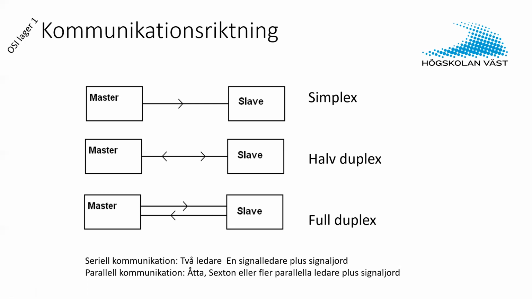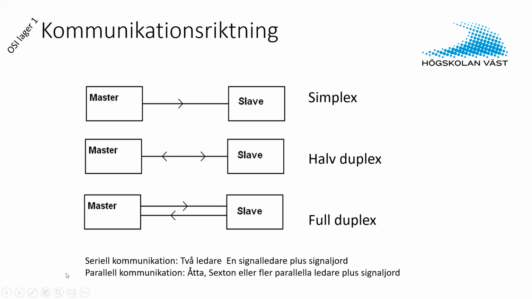You also distinguish between serial and parallel communication. Serial is really sending all the bits in a telegram one at a time, and you have few wires. You have typically only two wires, one signal wire and one ground wire. And if you have full duplex, you might have three wires, maybe: one receive, one transmit, and one ground.